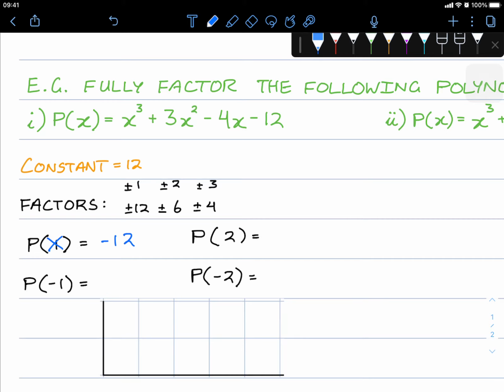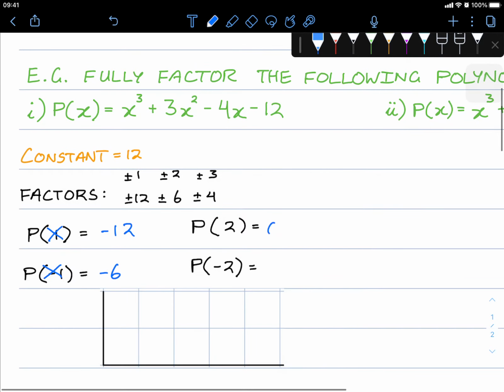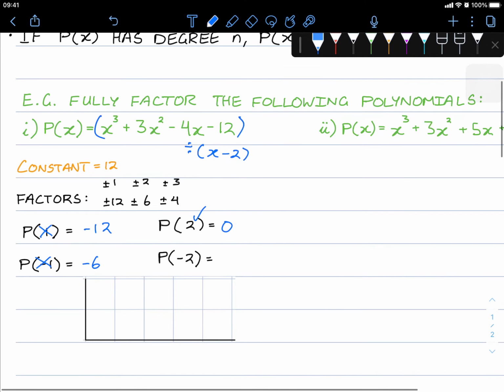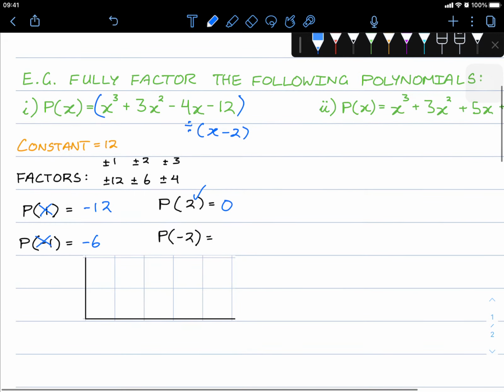Let's try negative 1. Just changing the negative. We get negative 6. Also not a factor. Let's try the value of 2. That gives me 0. So 2 is a factor. That means if we divide this polynomial by x minus 2, we would get no remainder. So let's do that now.